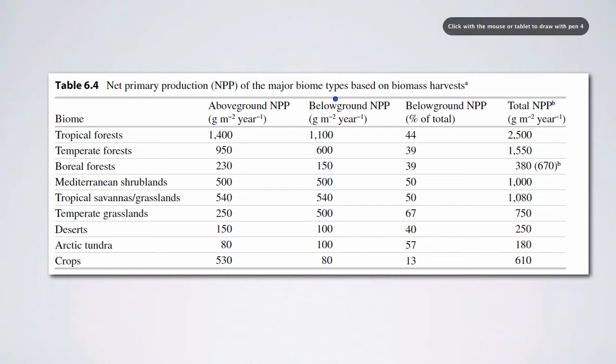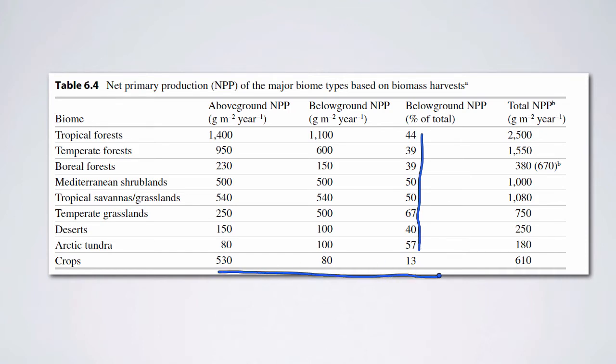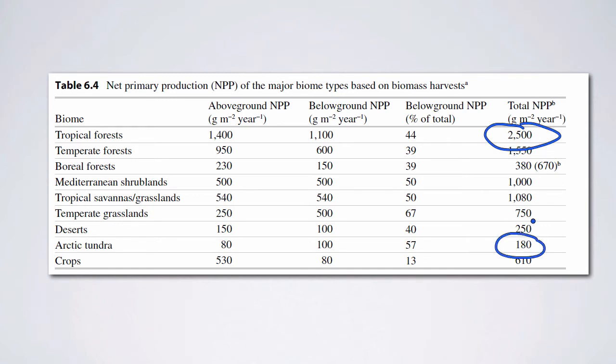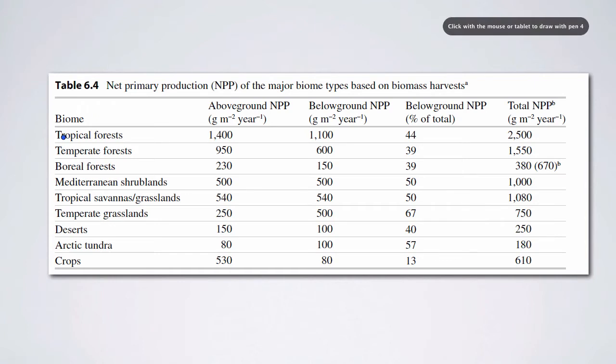The percentage of the NPP that's below ground is roughly half across ecosystems. This number for crops, I'm not quite sure I would believe. So having only 80 grams per meter squared per year below ground for crops is pretty low, and let's not think about that. But still, if we look at total NPP for ecosystems, over 2,000 for tropical forests, less than 200 for tundra, that's a factor of 10-fold variation across biomes. And again, it tends to be the warmest, wettest biomes and the coldest and driest biomes that have the most and the least NPP.